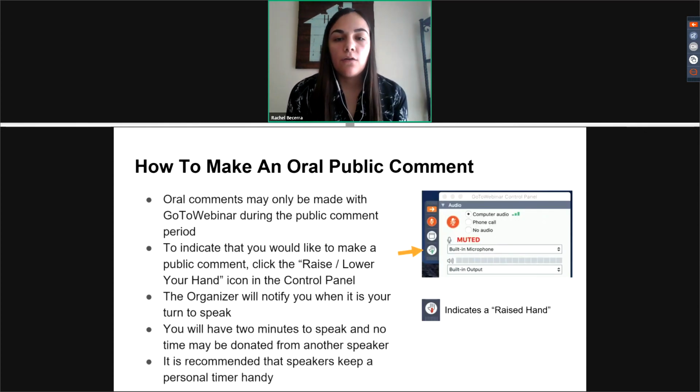How to make an oral public comment. Oral comments may only be made with GoToWebinar during the public comment period. To indicate that you would like to make a public comment, click the raise or lower your hand icon, image shown on the right, in the control panel. The organizer will notify you when it's your turn to speak. You will have 2 minutes to speak, and no time will be donated from another speaker. It is recommended that speakers keep a personal timer handy.